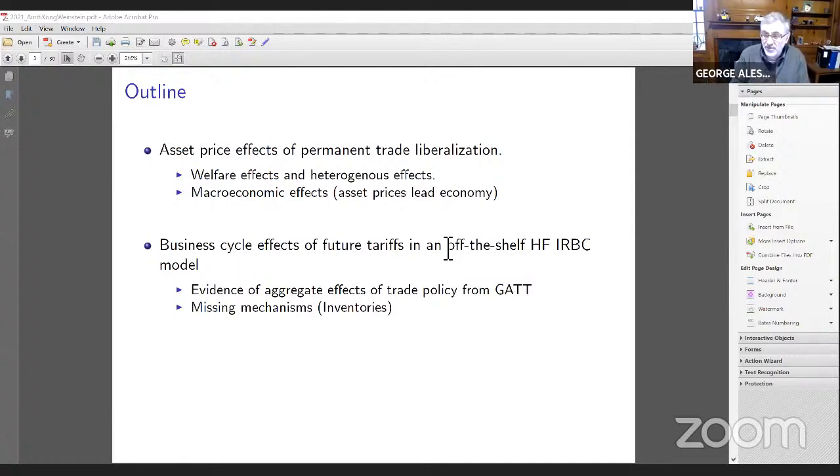I'm going to do this through a full-blown general equilibrium model that's got all those features that David's model is abstracting from. If there's time, I can talk about the typical business cycle effects of future tariffs in an off-the-shelf heterogeneous firm IRBC model, and some evidence from GATT shocks and some missing mechanisms, which here is crucial. There are a lot of really interesting movements in inventories in these periods.